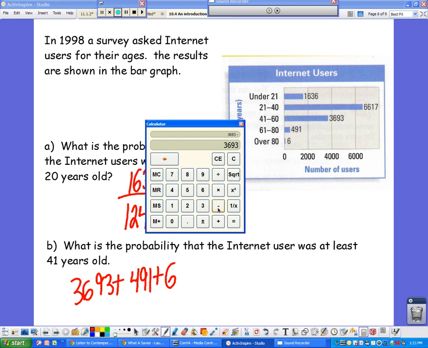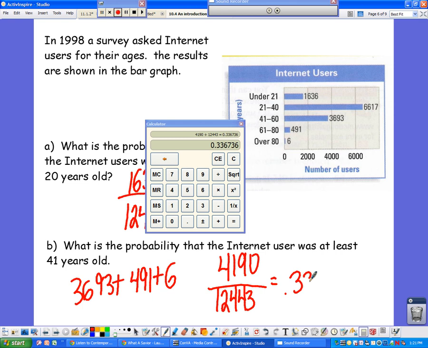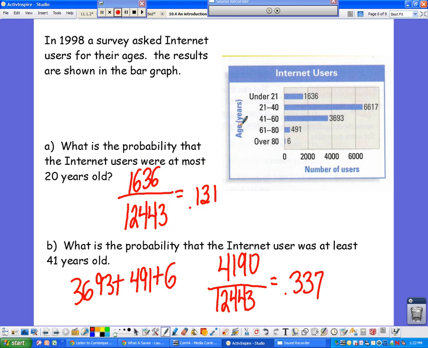3693 plus 491 plus 6 gives me 4,190 all over 12,443. Okay? And since these are kind of some ugly numbers, we're going to go ahead and divide those out. And we find out that we get 0.337.